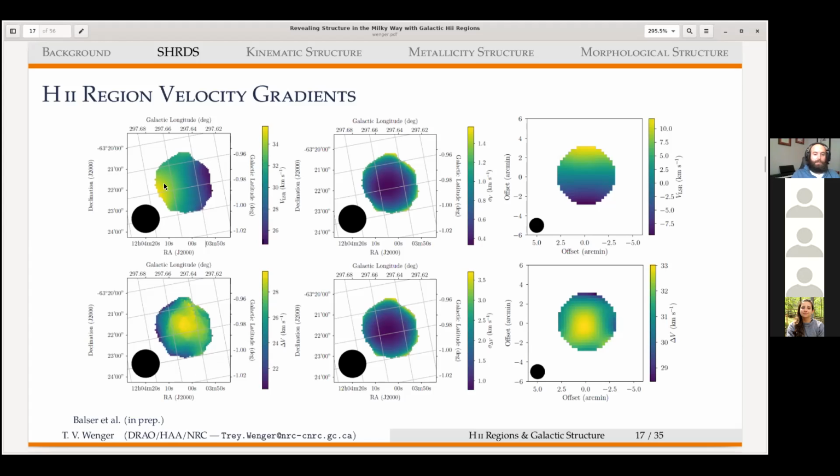And what you can see in the first moment is that there's a velocity gradient from the one side to the other. And in the second moment, there seems to be essentially peaked line width. The middle panel here is showing just the uncertainties in those quantities.